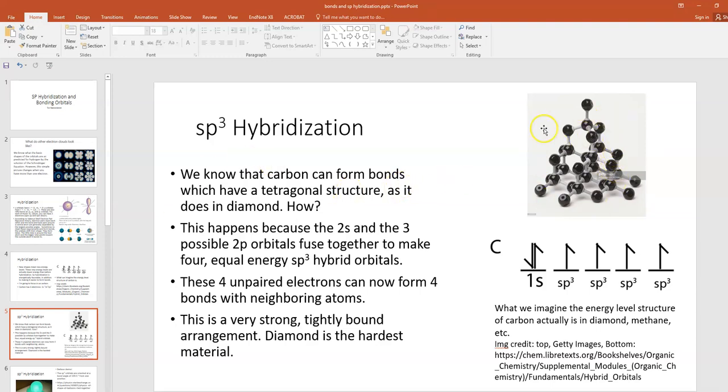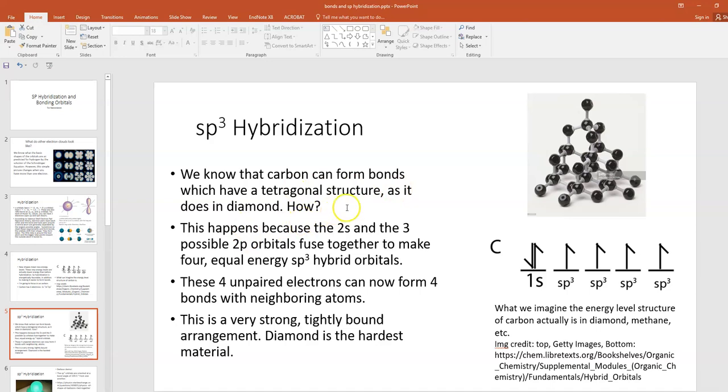So let's talk about diamond first. This is what the structure of diamond would look like with the ball and stick model. You can see that it's got this tetrahedral kind of arrangement, right? Okay, so how does it form bonds that have this tetrahedral structure?